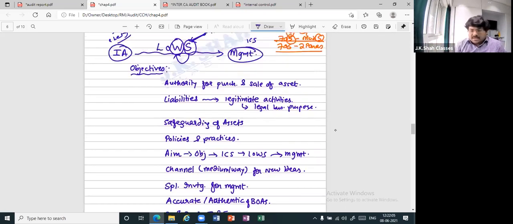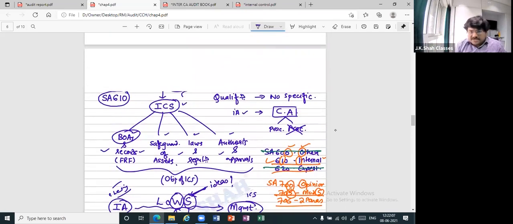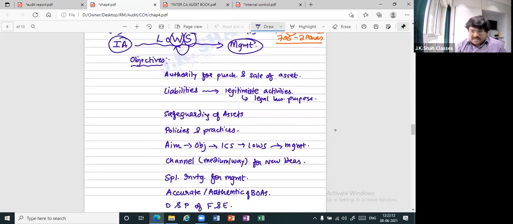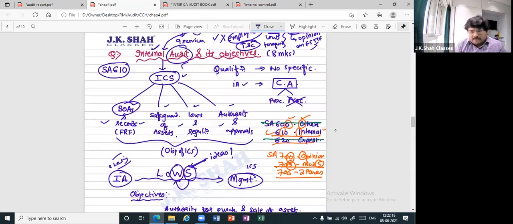Now, for 8 marks, you will have to write the meaning first. Thereafter, you will have to write the objectives. Objectives don't have a heading. They have direct statements only. One more thing. Meaning you will write as per SA 610. Internal audit is a function where the internal auditor has to review the ICS among other things. And what are the other things? Other things are books of accounts, safeguarding of assets, laws and regulations, authorization, approvals.